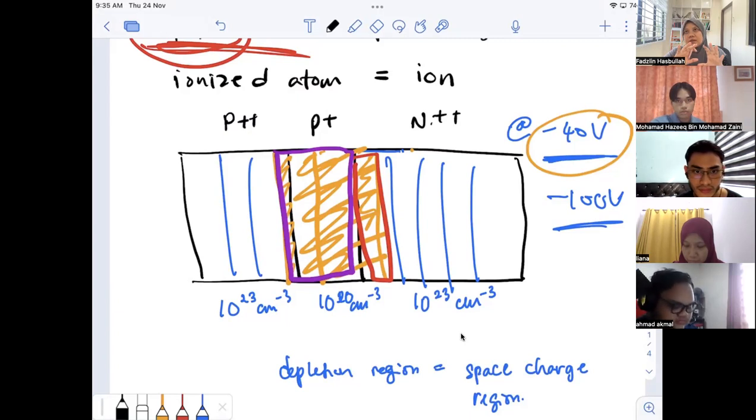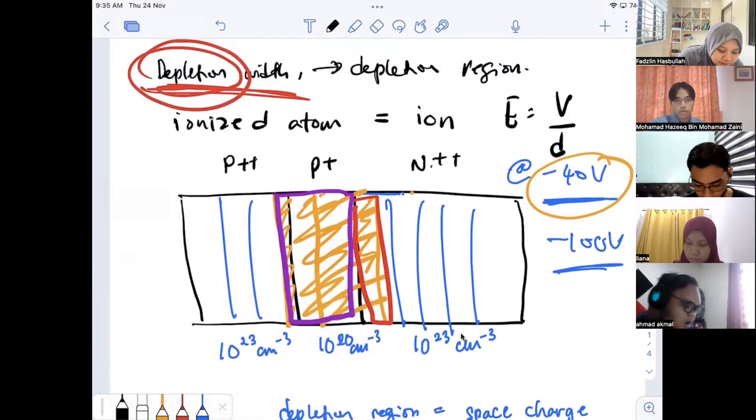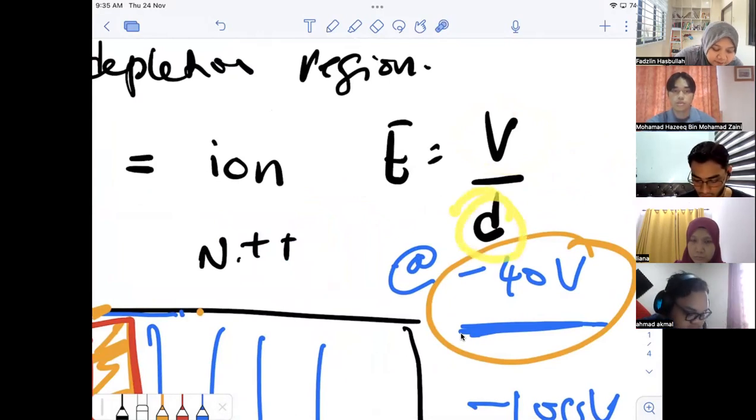So electric field is voltage over distance. So since the distance is different, okay, the 40 volt will be applied at both sides. Tapi dia punya electric field will be different because of the distance. Bila kita kata electric field, E equals V over D kan, yang kita belajar dulu. E equals V over D. This V is the voltage that you apply, your negative voltage ke positive voltage ke. D here, distance apa? Depletion distance.